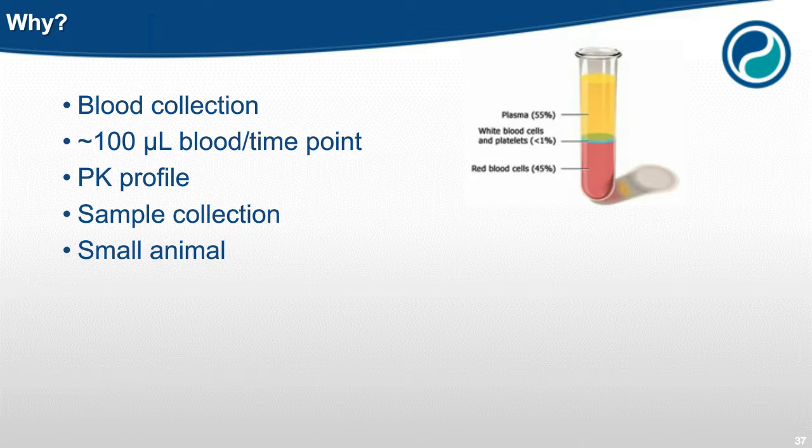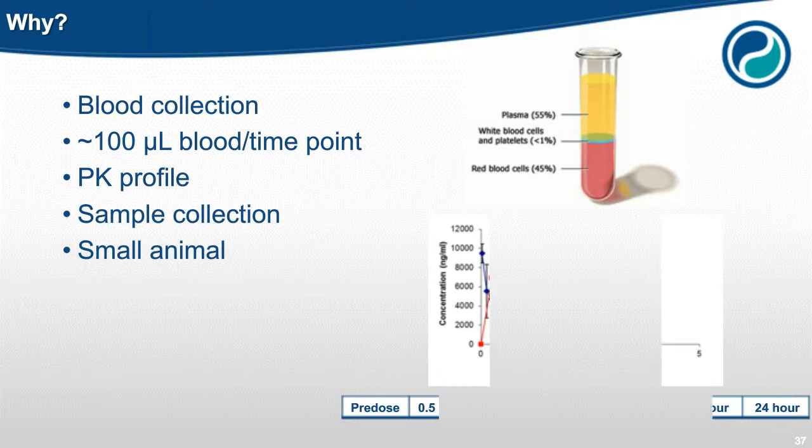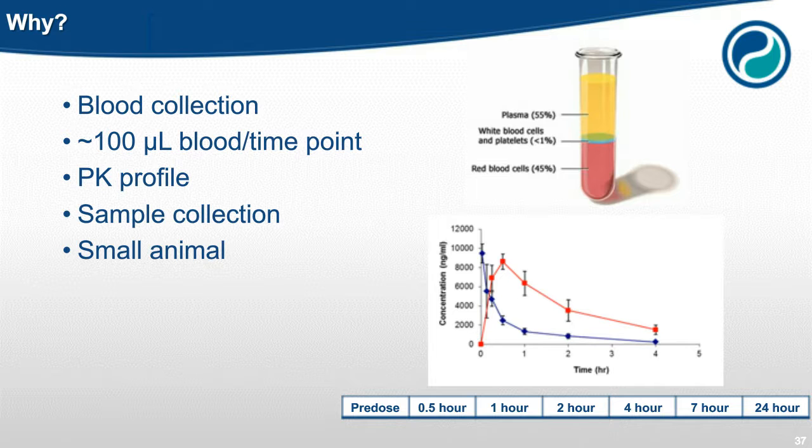And to get a full PK profile from an animal study, we need to have different time points. A usual time point schedule is listed like this. This is just a dummy example, probably from pre-dose all the way to 24 hours. So the sample volume that needs to be collected will be over 1 milliliter of whole blood. And that will be very challenging, especially when using small animals.